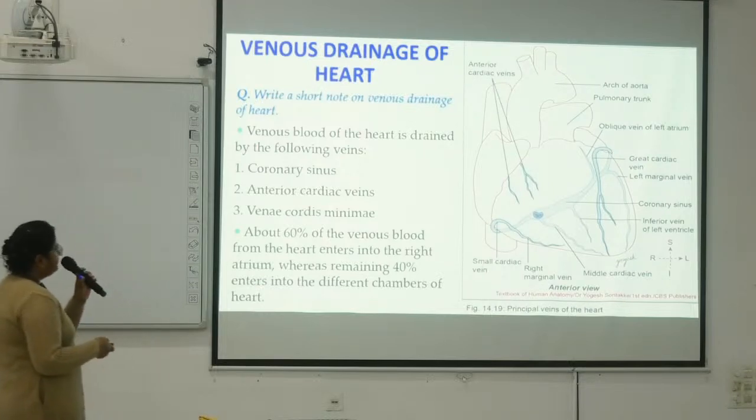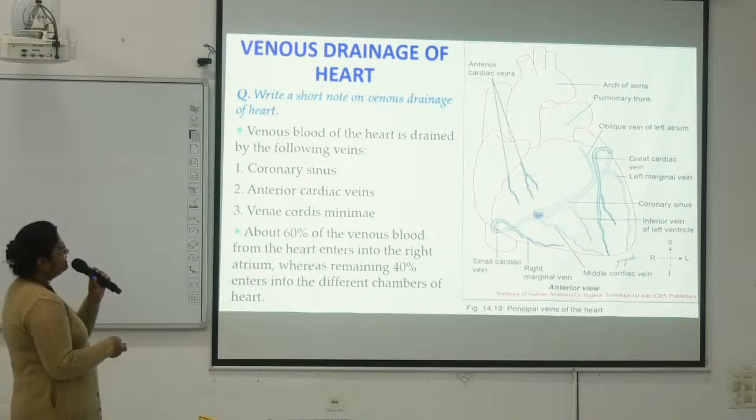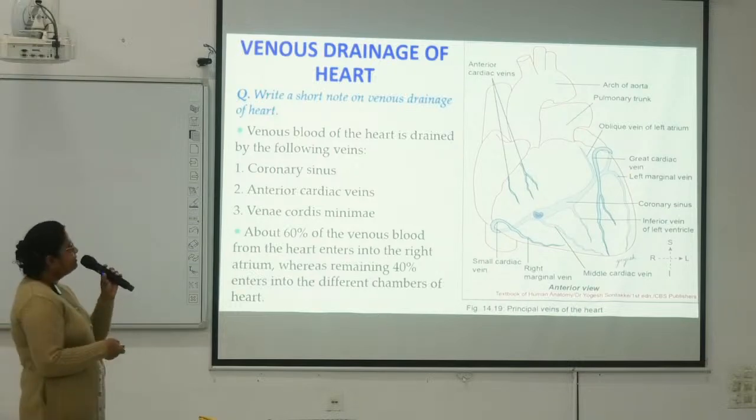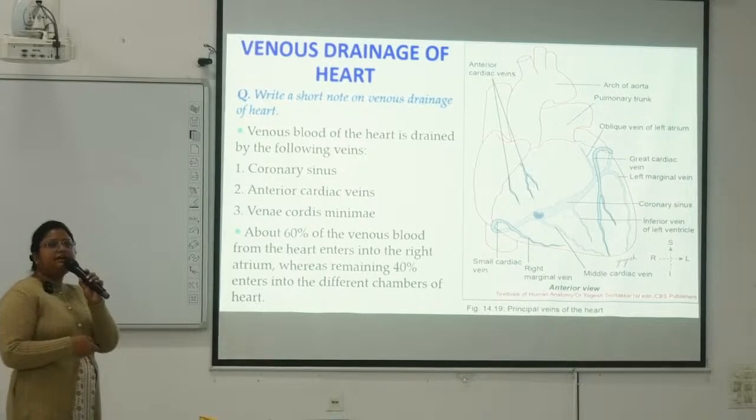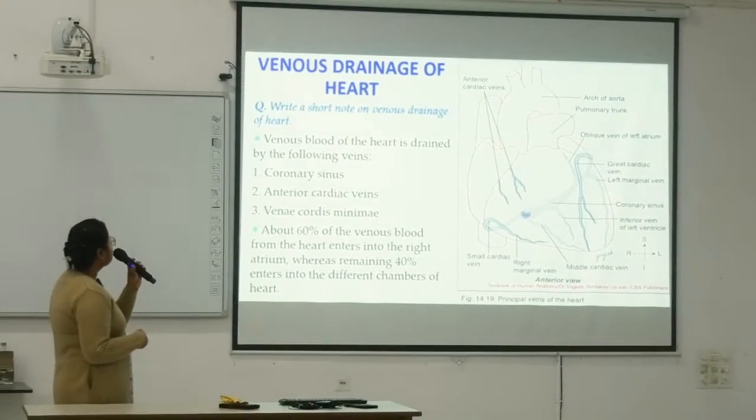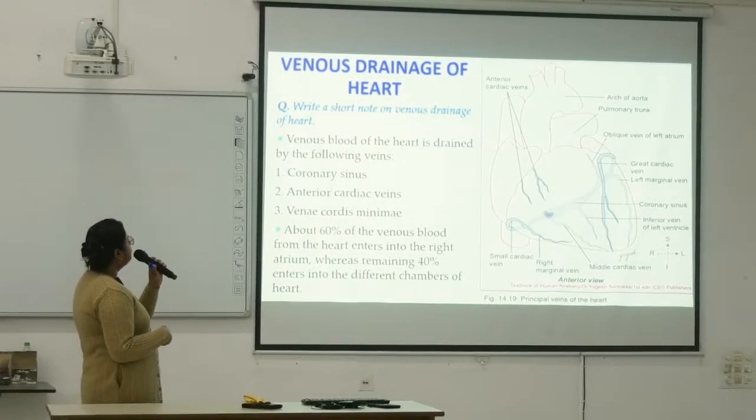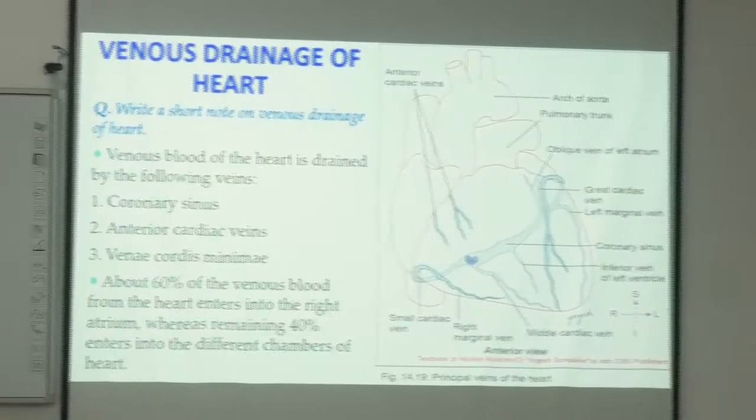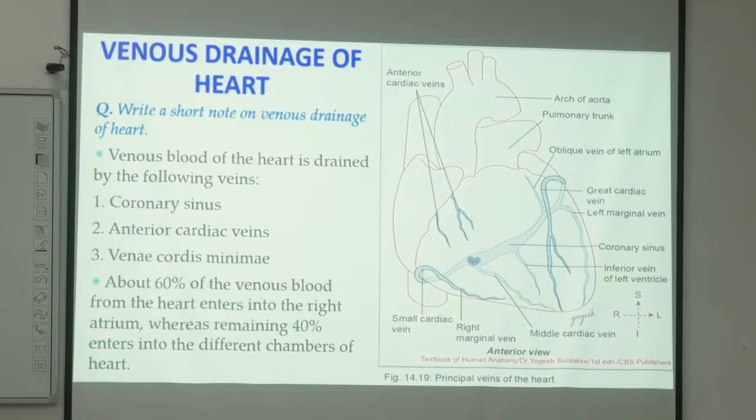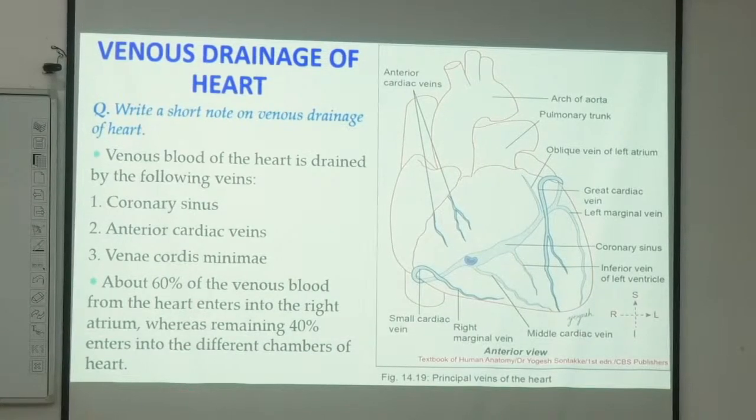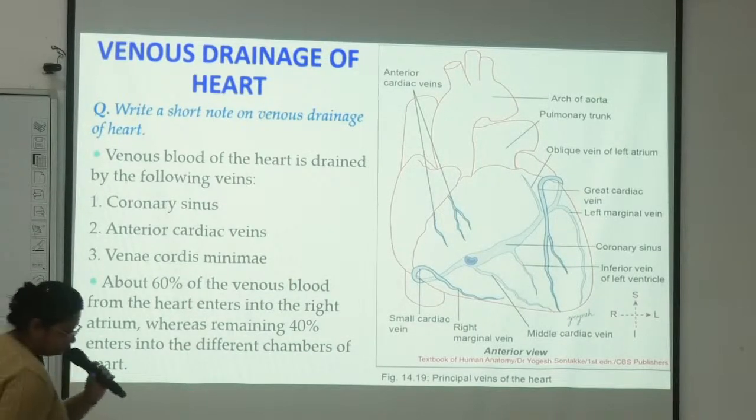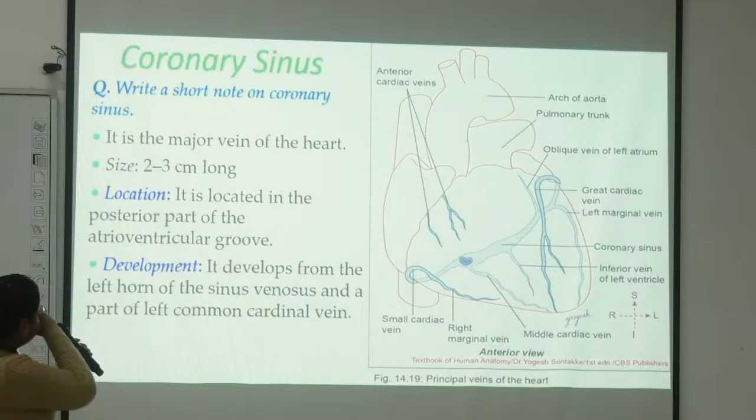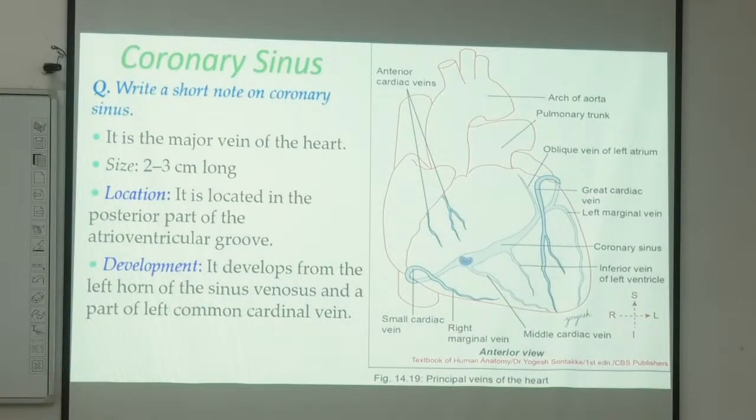Okay, see here, this is the position of the coronary sinus in the atrioventricular groove, in the posterior part of the atrioventricular groove. About 60% of the venous blood from the heart enters into the right atrium, whereas the remaining 40% enters into the different chambers of the heart. Okay, next we will discuss these three types of veins. First we will discuss the coronary sinus.